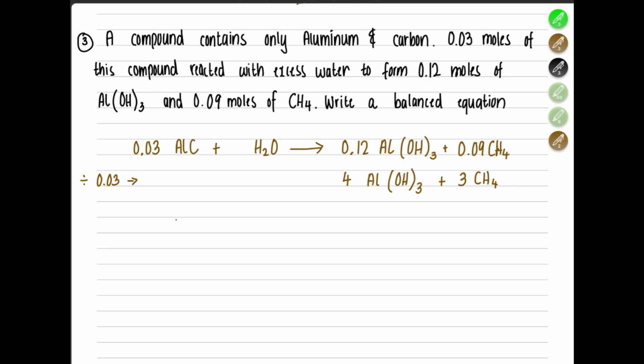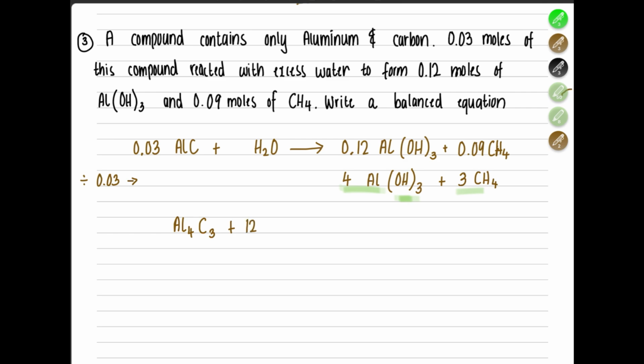So this is going to be Al4. How much carbon do we have? We have here 4 aluminum and 3 carbon, so we have Al4C3 plus water. How many hydrogen do we have? We have 3 times 4 is 12 hydrogen from aluminum hydroxide, and from methane we have 12. 12 plus 12 means we have a total of 24 hydrogen atoms.